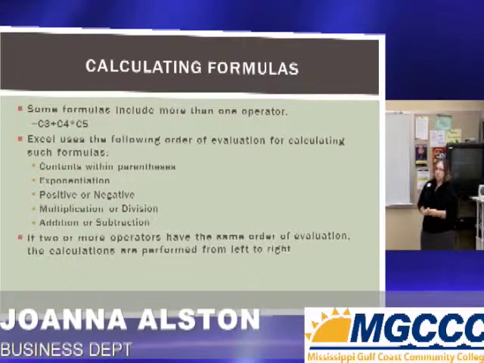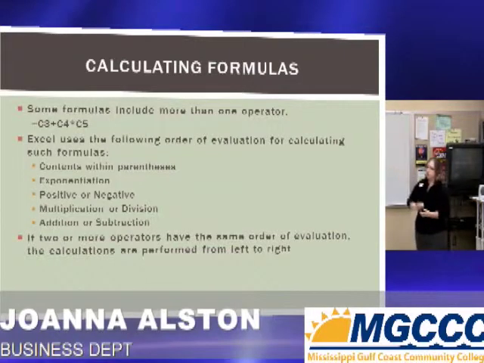Anything done in parentheses is performed first. Then we go down, exponents, positives or negatives, multiplication and division, and then addition and subtraction are performed last, unless you had them designated, in the parentheses, to be performed first. So in our example up here, equals C3 plus C4 times C5, what's going to be performed first? The multiplication, C4 times C5. Then the computer's going to take that and add it back to C3.